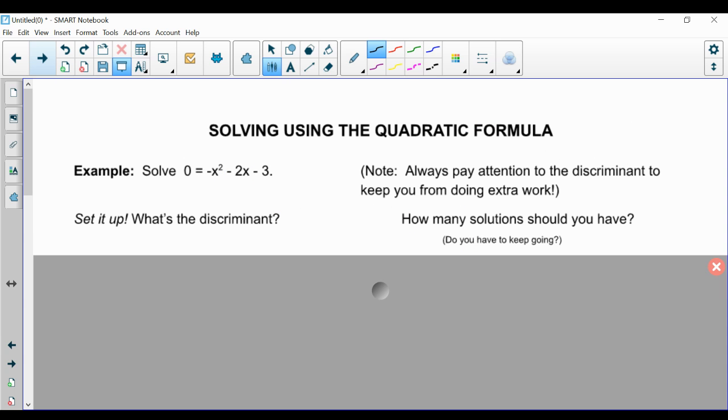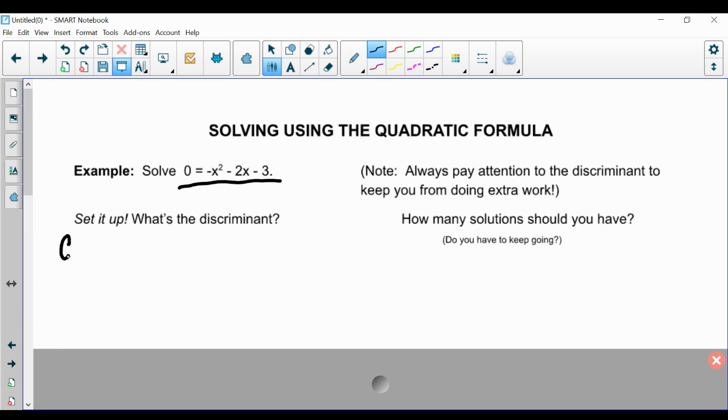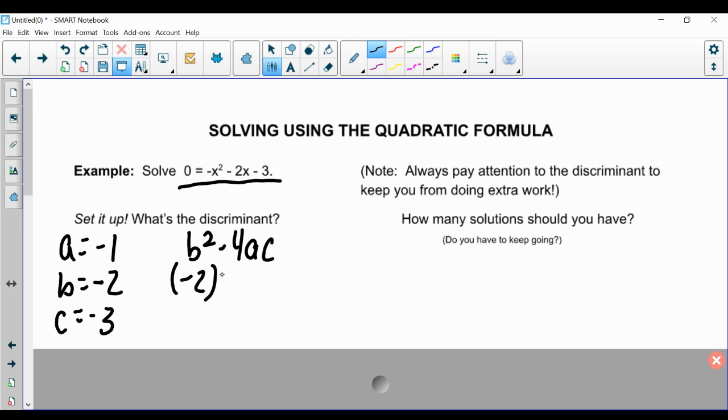If you look in the first example, notice that we have our quadratic and it's set equal to 0. That's good because that has it in standard form, so we're ready to go. The first thing that we want to do is identify a is -1, b is -2, and c is -3. Our discriminant is only the stuff underneath the root, so that's b squared minus 4ac. Let's go ahead and plug it in. So the opposite of 2 squared, or -2 squared, excuse me, minus 4ac.